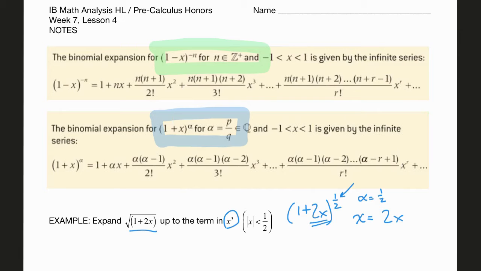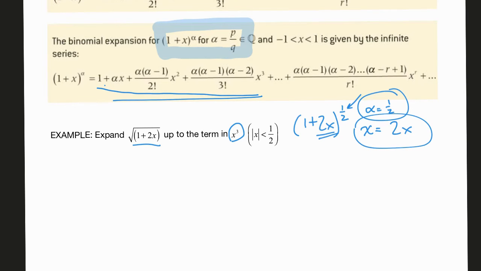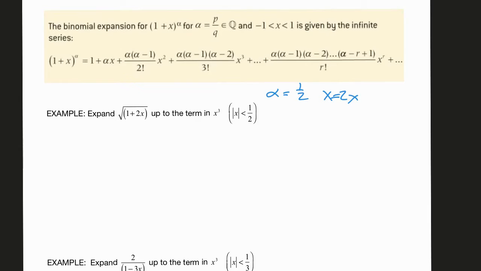But now all I have to do, let me kind of scoot this up a little, I just need to make sure that I am filling into this formula, right, with these values. So here we go. Okay, so I'm going to be using the formula right up here. I'm going to be plugging in 1/2 for all the alphas and 2x for all the x's.